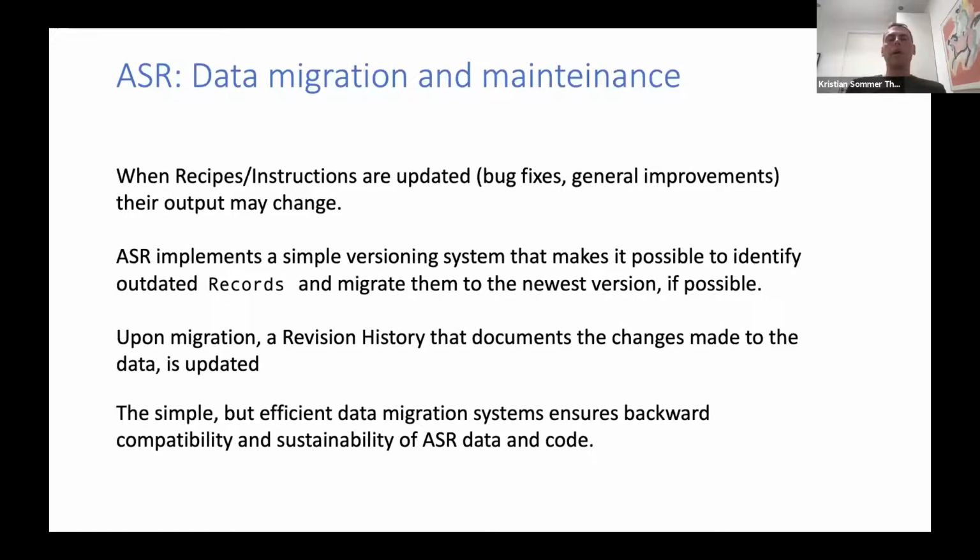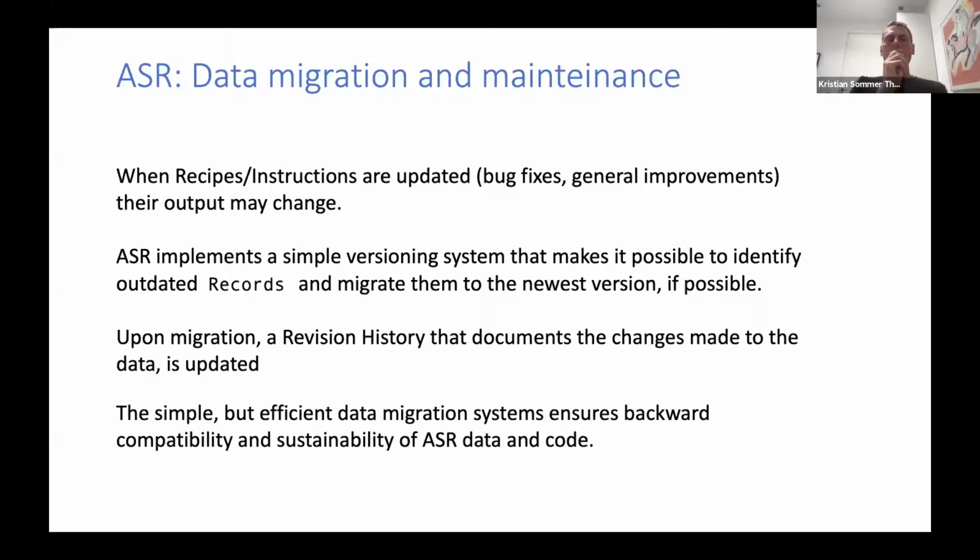But if you update at some point a recipe or an instruction, there could be many reasons for doing that. That could be fixing a bug that you've realized, or it could be just a general improvement of the recipe, or it might be that you want to reorganize the record that the recipe produces, right? You want to store the data in a different way than it used to be. Then you also need to change the recipe. But if you do that, then it means that all the old records, all the old data that you have produced with that recipe is now inconsistent.